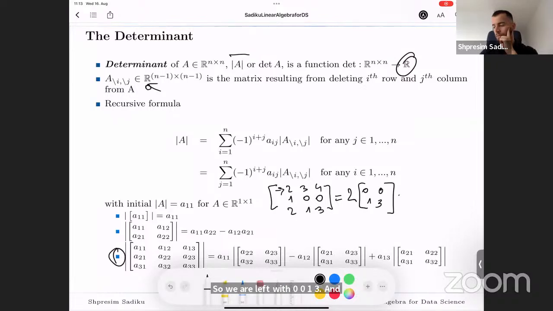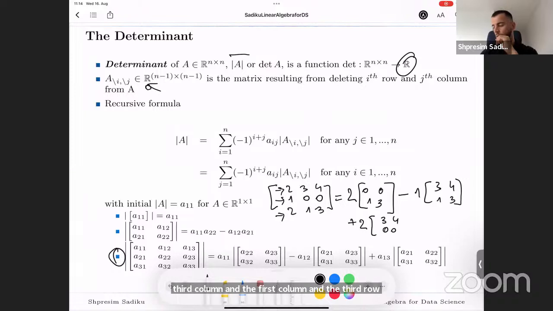Then we would have minus the second element of the first column, 1. We remove the first column and the second row, so we are left with 3, 4, 1, 3. And then we take the third element, 2. We remove the first column and the third row, and we're left with 3, 4, 0, 0. So this is then simply, I would continue here.